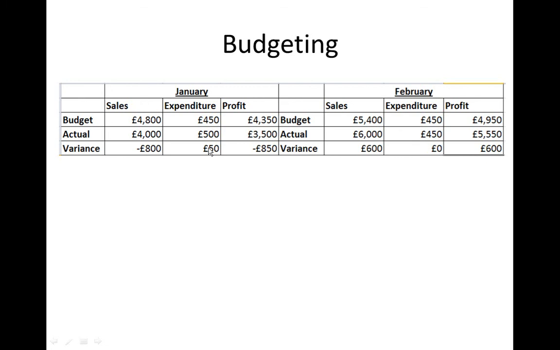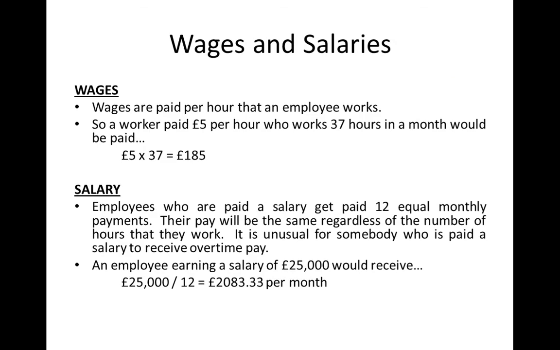Spending: we'd like to spend just £450. We've spent £500. We're £50 over in terms of our spending. So what that means for our profit is we're £850 less on profit than we hoped we would be. So you and Henry could use this budgeting to keep track of how much money you expect to receive and how much money you expect to spend, and so how much profit you think you're going to make in each month.